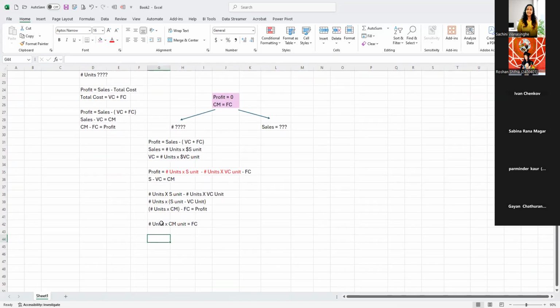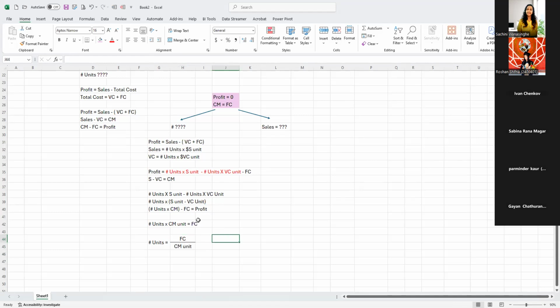So now once I have this formula, can I find out how many units I need to sell? What will be the formula now? Fixed cost divided by contribution margin per unit. Yes. Make sense?